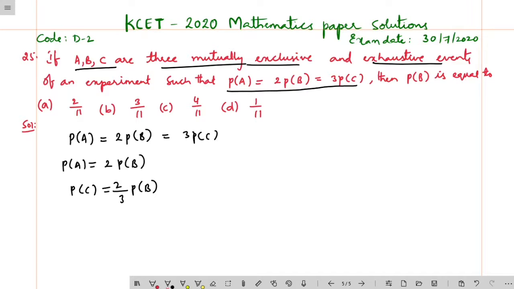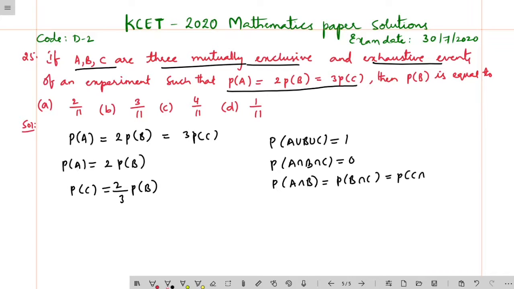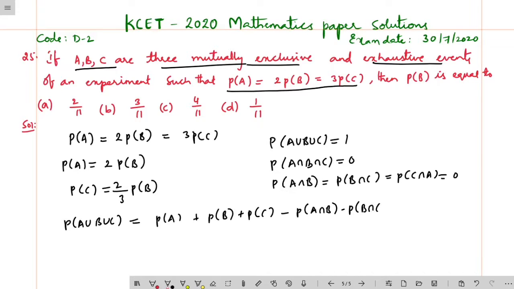Also given A, B, C are three mutually exclusive and exhaustive events. If they are mutually exclusive and exhaustive, we can take P of A union B union C is equal to 1, and P of any two or three also can be 0. Either P of A intersection B, P of B intersection C, and P of C intersection A can be 0. So now applying the formula, P of A union B union C is P of A plus P of B plus P of C minus P of A intersection B minus P of B intersection C minus P of C intersection A plus P of A intersection B intersection C.